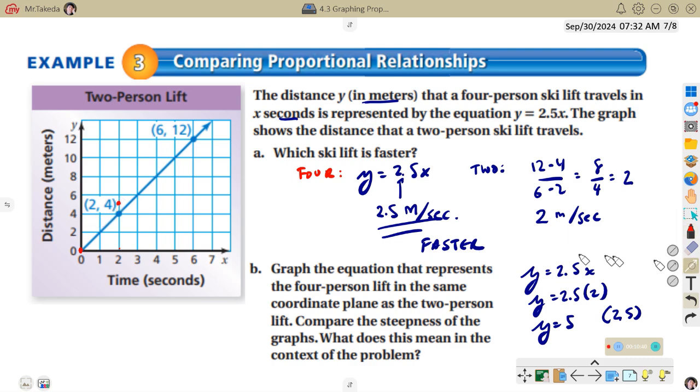Okay, so when I asked the question, what do you think is going to happen when we graph it? If you thought that that line would appear above it, that it would appear steeper than the 2-person line, then you were right, because that's exactly what happened. You can see our line for y equals 2.5x is steeper because the constant of proportionality is the slope. All right, that's it.